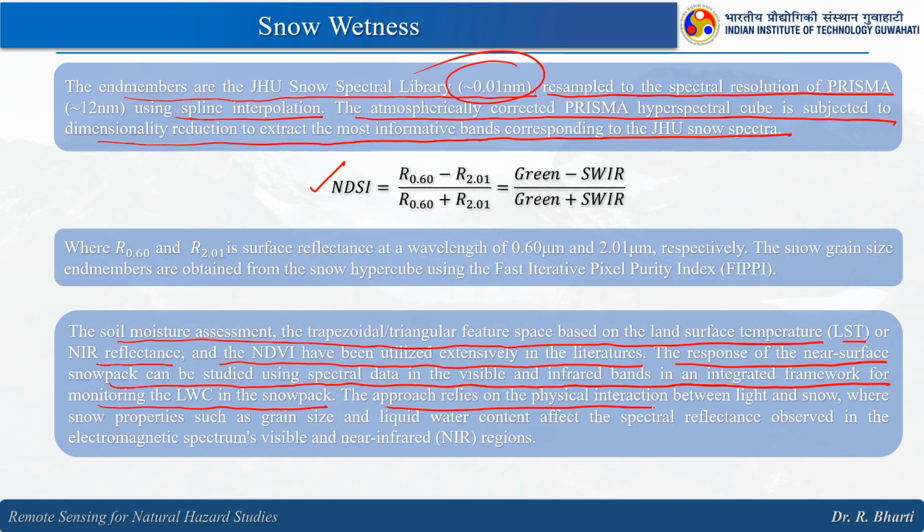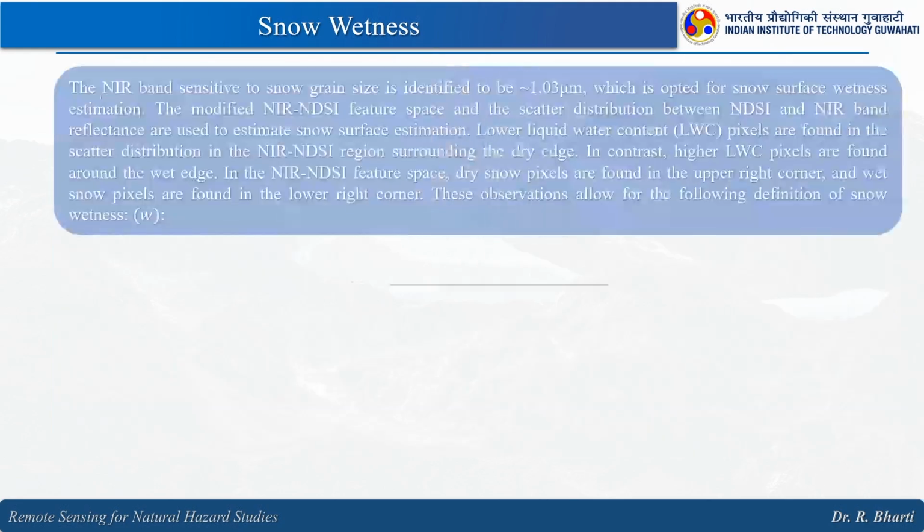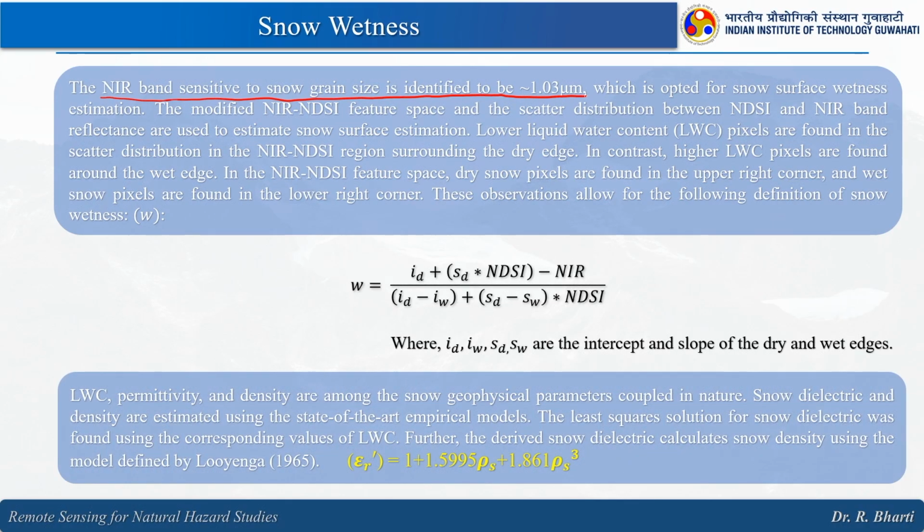The approach relies on the physical interaction between light and snow, where snow properties such as grain size and liquid water content affect the spectral reflectance observed in the electromagnetic spectrum, which is in the visible and near infrared region. So, how the surface is reacting with the change in the grain size or the wetness, that has been studied here. The NIR band sensitivity to snow grain size is identified to be 1.03 micrometer. This is very critical, and it is opted for snow surface wetness estimation, and then we can calculate.